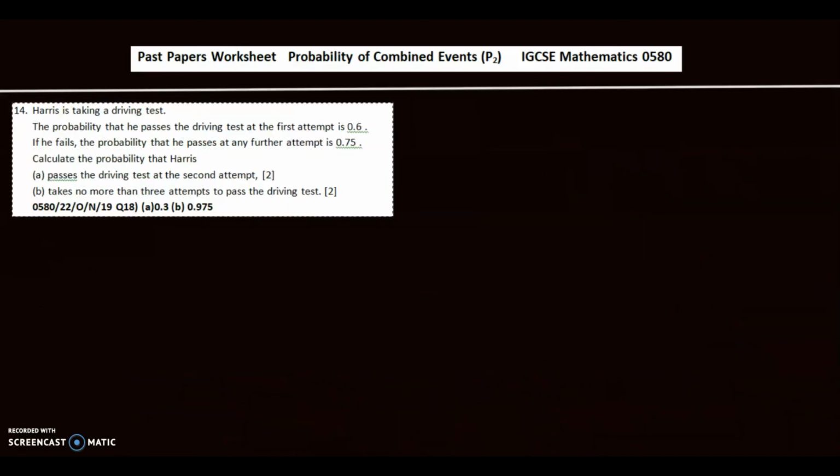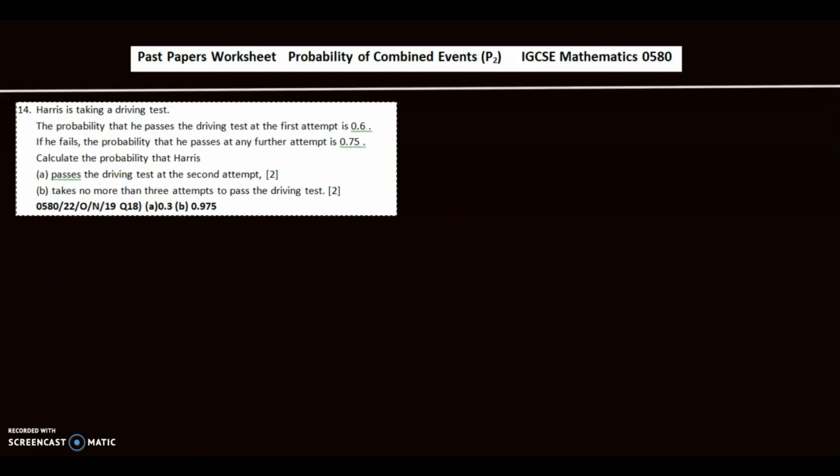Next question, Haris is taking a driving test. Probability that he passes the driving test at the first attempt is 0.6. If he fails, probability that he passes at any further attempt is 0.75. Calculate the probability that Haris passes the test at the second attempt, which means he is failing in the first attempt and then passing in the second attempt. So we're finding the probability of failing and then passing.